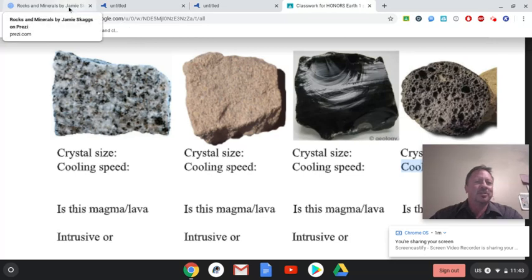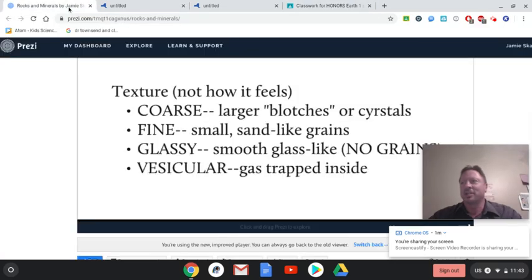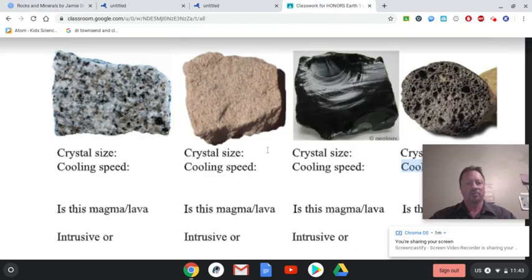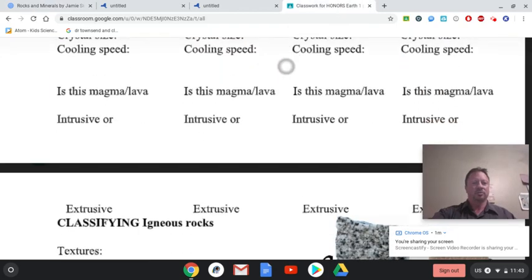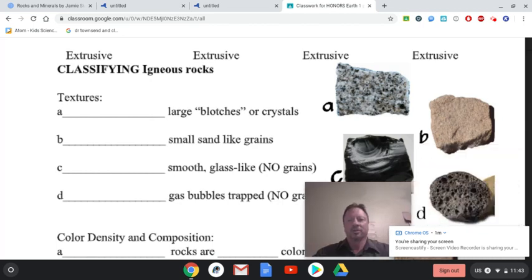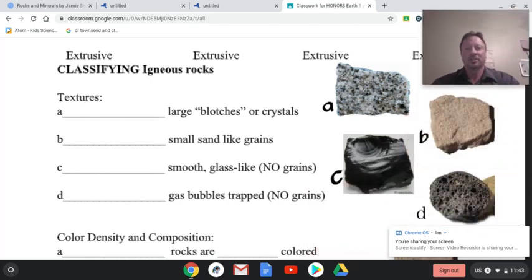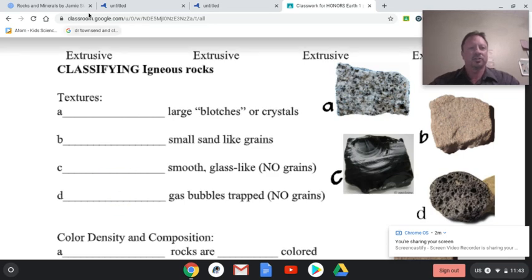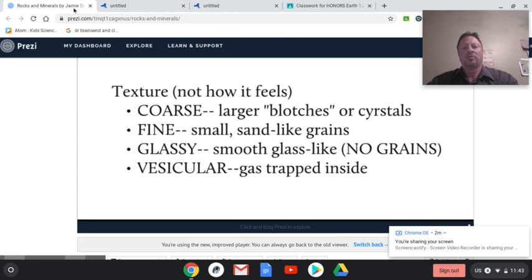Okay, so let's go back to the presentation and talk about classifying the notes. If you want to go on to the next page of notes here, I gave you really good examples. And the same four rocks are right there, and talk about the different textures. Okay, so the different textures, what do we call big blotches? They don't call that in science. They call them coarse. That is a coarse-grained rock where you see the large blotches of colors.